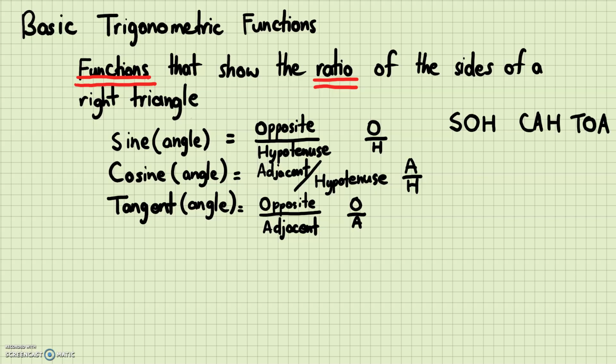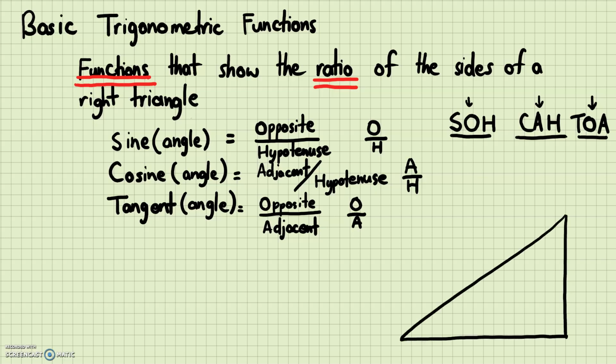Now, some students are confused when they look at SOH CAH TOA. They think that sine is opposite times hypotenuse. It's not times. These are divisions. So sine is opposite divided by hypotenuse. Cosine is adjacent divided by hypotenuse. And tangent is opposite divided by adjacent. Using these definitions, let's find the sine, cosine, and tangent values of a right triangle.